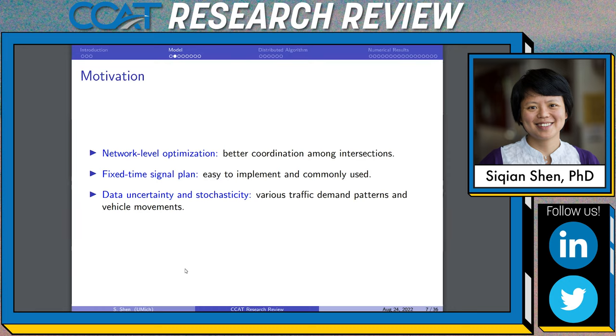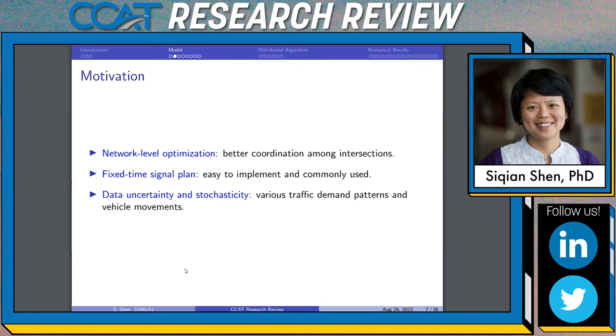So our goal here is to say, can we actually coordinate these intersections and model a network of traffic signals so that we can achieve optimality? But of course, the challenge comes from the computational difficulty, and I will show you different ways of solving those. The other thing that we are assuming in our current model is a so-called fixed time signal plan.